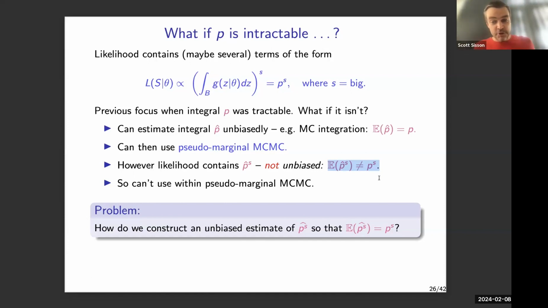To run pseudo-marginal methods, we need to come up with an estimate of p to the power s that's unbiased, so that the expected value of p hat to the power s is actually, sorry, so the expected value of the estimator of p to the s is p to the s. And if we can get this, then we can use pseudo-marginal methods. So that was the technical question that you had to run with.